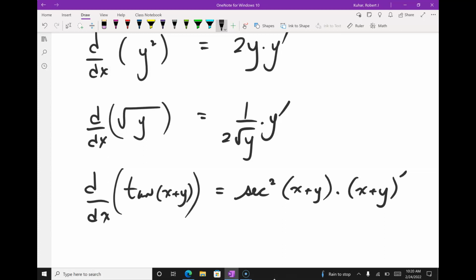So this one, because I'm a little concerned about rushing, I want to put that placeholder in and remind myself I've got to take the derivative of the inside. So what do I get? I get secant squared of x plus y, that's one function, times derivative of x is 1, derivative of y is y prime. It's so easy. Implicit is easy. It's very, very easy.